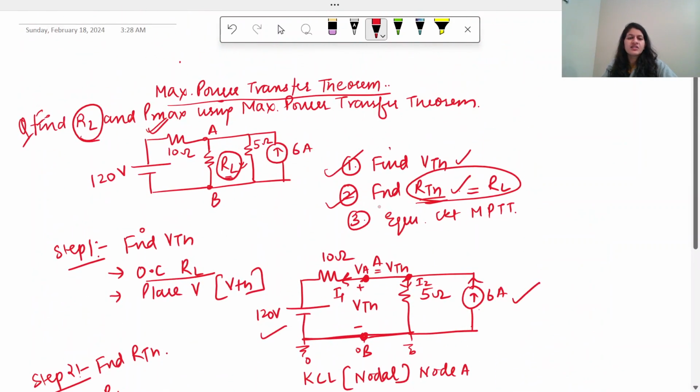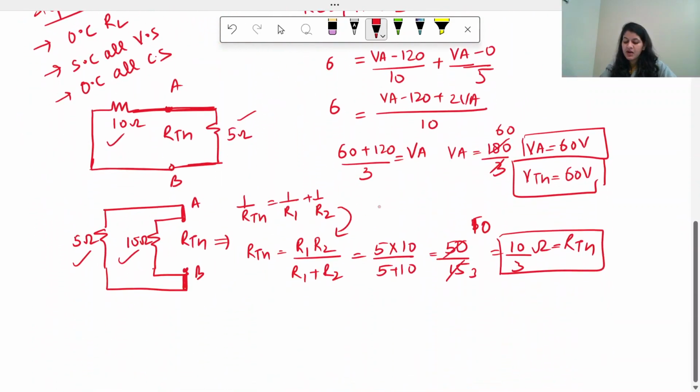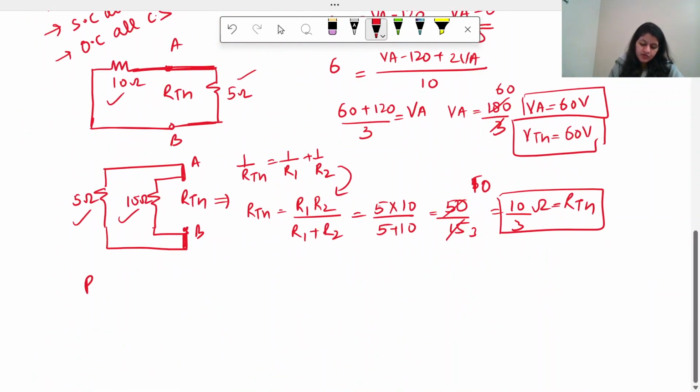So what all was asked in the question? You got the value of RL, right? Value of RL is also 10 by 3 ohm because this is the value of RTH. The second is power, maximum power. So P max, the formula you need to remember this. It will be VTH square upon 4 RL.